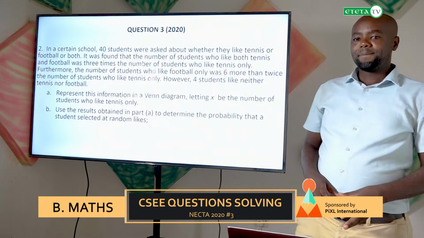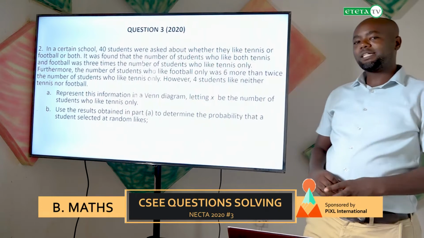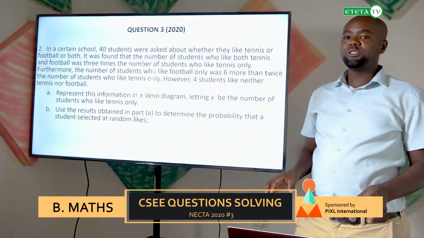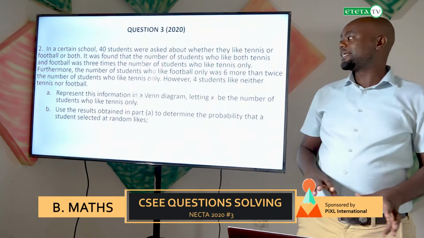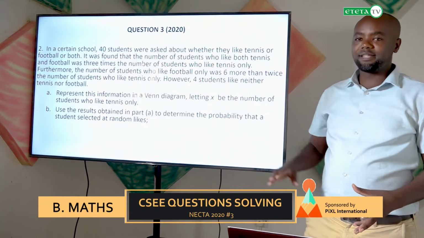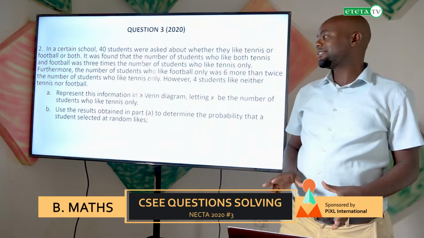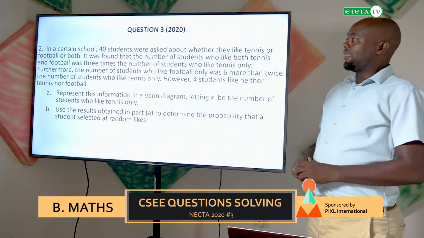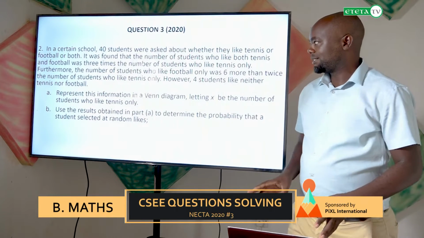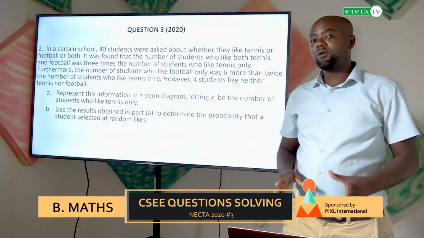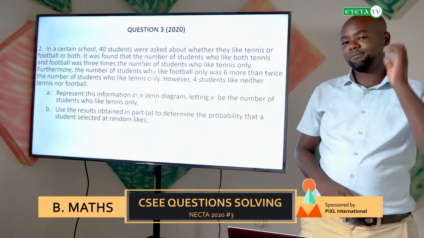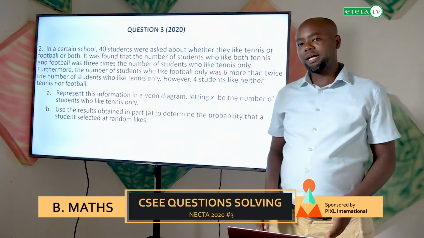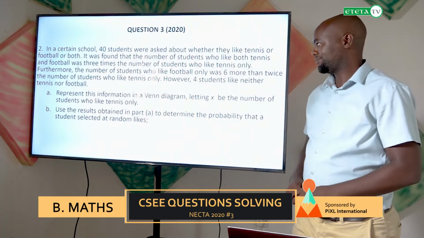From this question, we are automatically directed to use the Venn diagram. So we are supposed to use the information given to represent it in a Venn diagram. And it has been said that the number of students should be represented by the letter x. Since the topic is set, we know that there can be 2, 3 or 4 sets. According to the information above, the number of sets is only 2. There is the set of students who like football, and there is the set of students who like tennis.